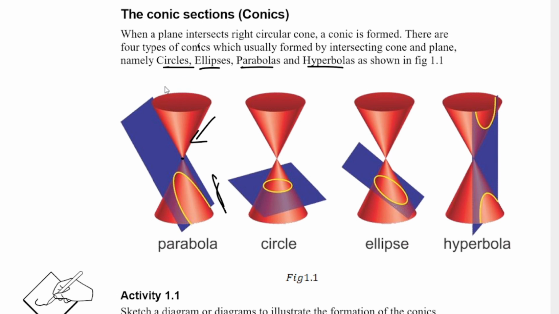Now, let's talk about the first type of conic section formed by an intersection of a double napped cone and a plane: the circle. A circle is formed when the plane cuts the cone perpendicular to its axis. As you can see, there is an intersection of the plane and the cone, but the plane cuts the cone perpendicular to its axis.